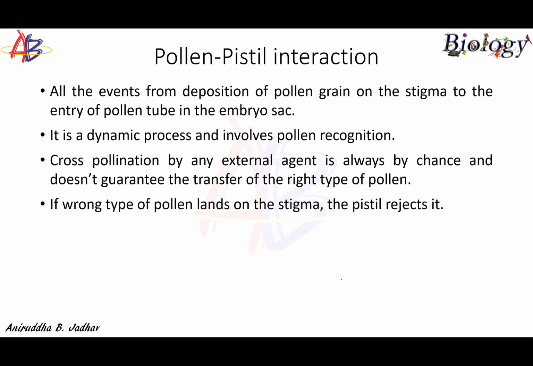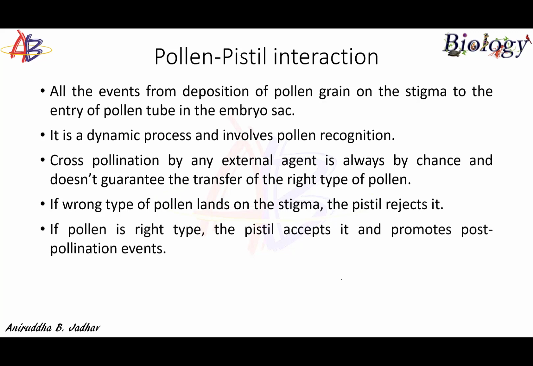The wrong type of pollen may be from other species, or it may be from the same plant, but it is self incompatible, right? And if such wrong type of pollen lands on the stigma, the pistil rejects it by preventing its germination on the stigma, or by preventing growth of the pollen tube in the style. And this is because the pistil has the ability to recognize compatible or incompatible pollen grains.